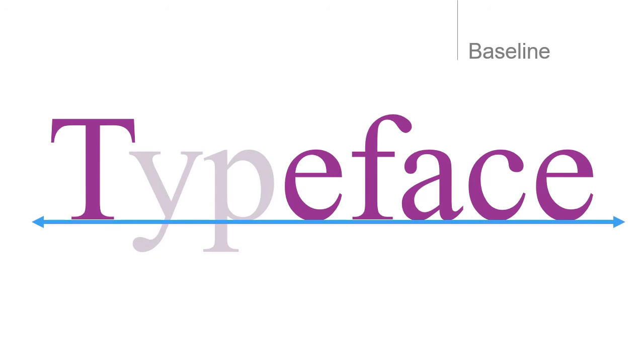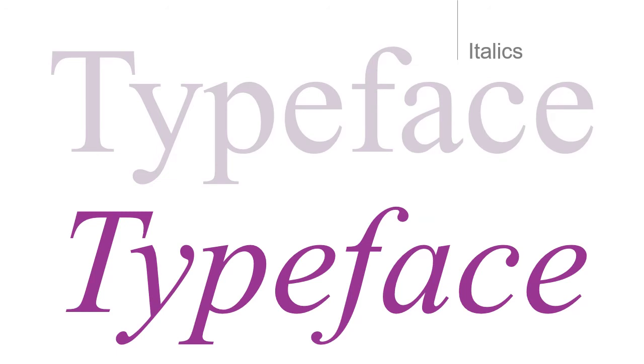That imaginary horizontal line that all of your letters are bottom aligned to is called your baseline. You can think about how the bottom of all the letters, or the base of all the letters, are lined up on an invisible horizontal line: the baseline. Italics, I think everyone is pretty familiar with italics.